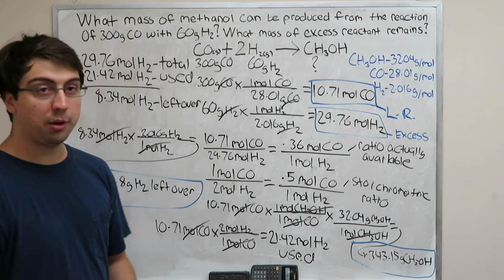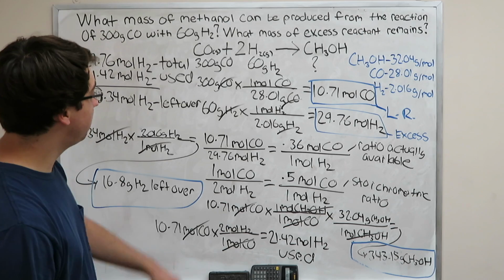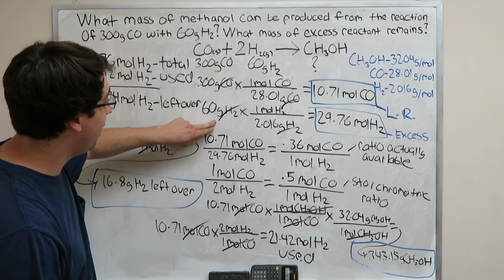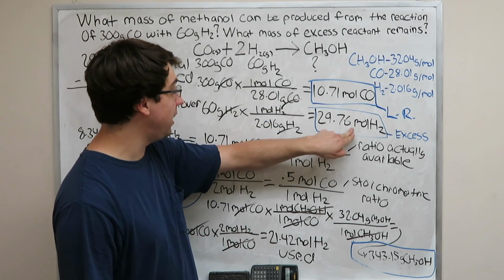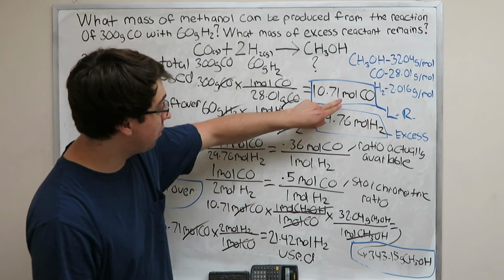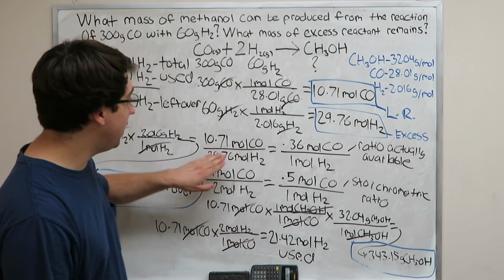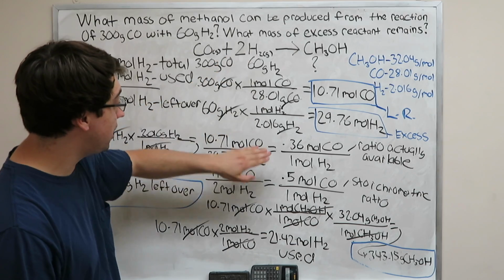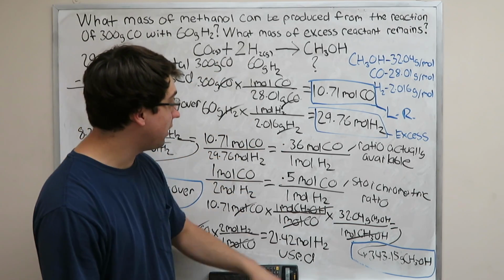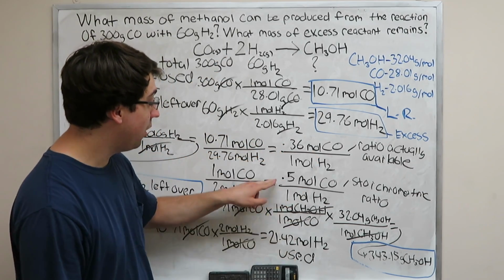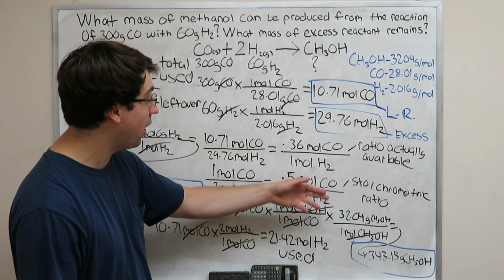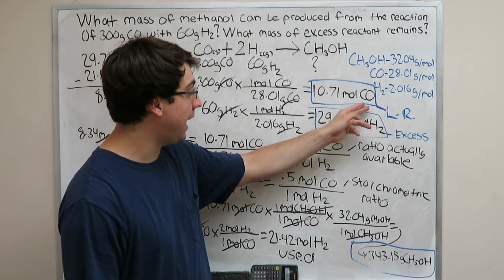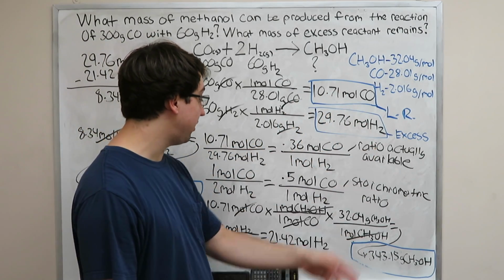So I just want to do a quick summary of everything we just did. The first thing we did was convert the grams of CO and grams of H2 to moles of CO and moles of H2. Then with our 2 mole amounts, we did a mole ratio, and then we made another mole ratio that was required by the equation, and we compared them, and we saw that the 0.36 moles of CO was less than the 0.5 moles of CO required by the equation. So from that, we determined that the CO was the limiting reactant and the hydrogen was in excess.